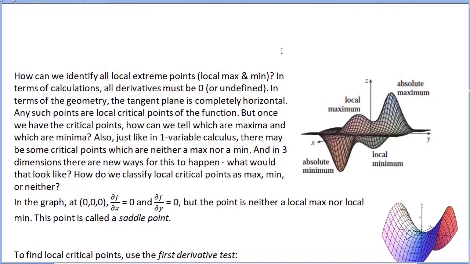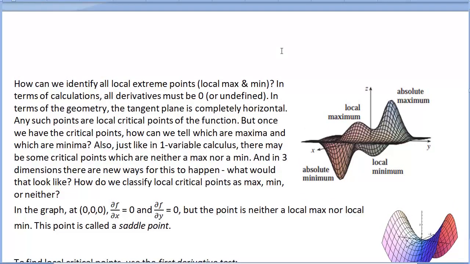Here's an example. So in this graph, at the point in the center, 0, 0, 0, we can see that df dx equals 0 and df dy equals 0. We can also tell the point is neither a local max nor a local min. This kind of point is called a saddle point, so named because of the general shape of the graph.